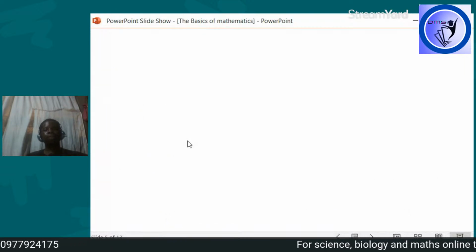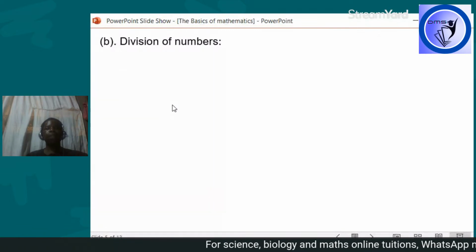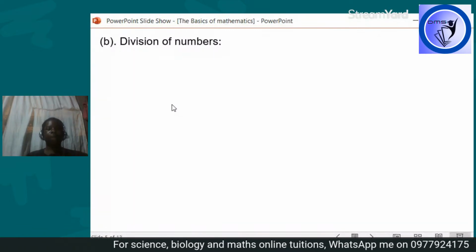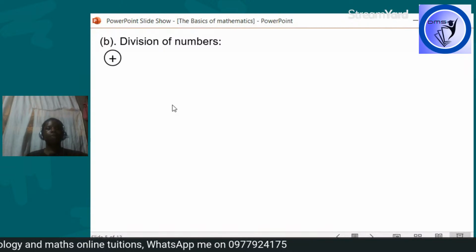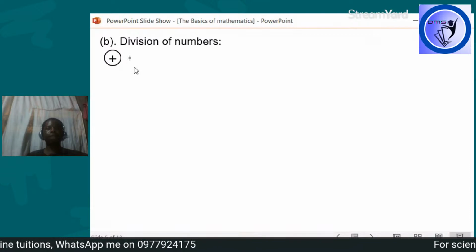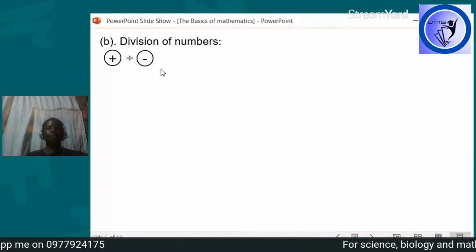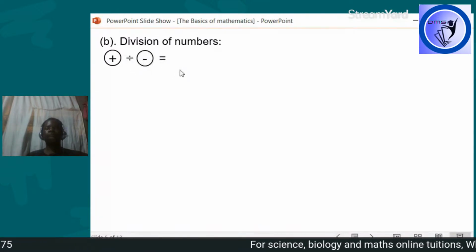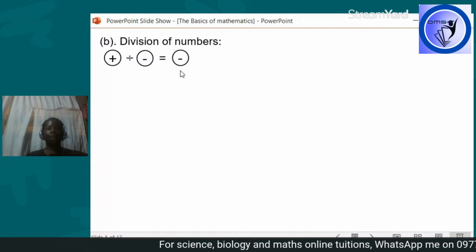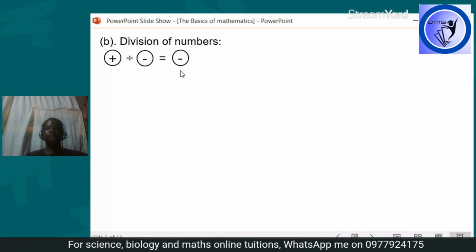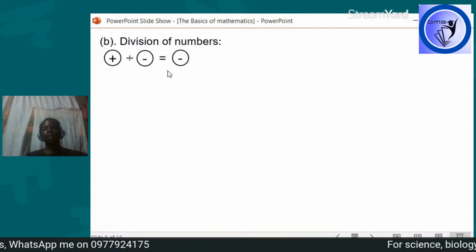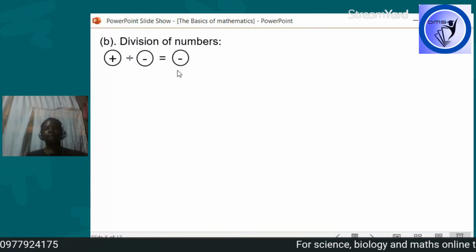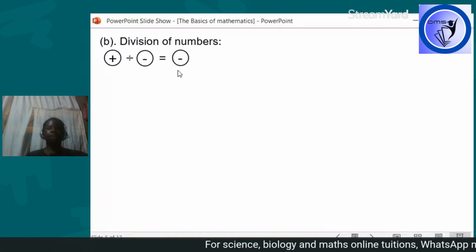All right, let's move and look at division of numbers. So we have looked at multiplication. Now let's move to division of numbers. So let's say you have a positive number that you are dividing by a negative number. Definitely, you should know that the final answer should have a negative sign. So you have a positive number being divided by a negative number, and the final answer should have a negative sign with it.